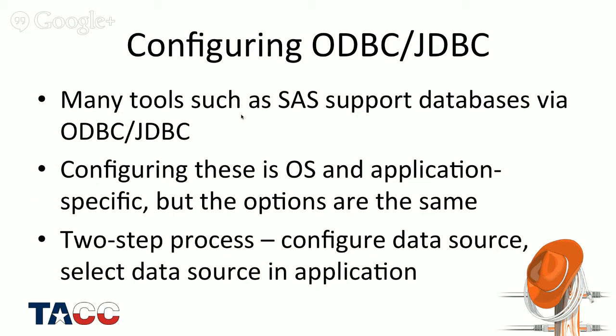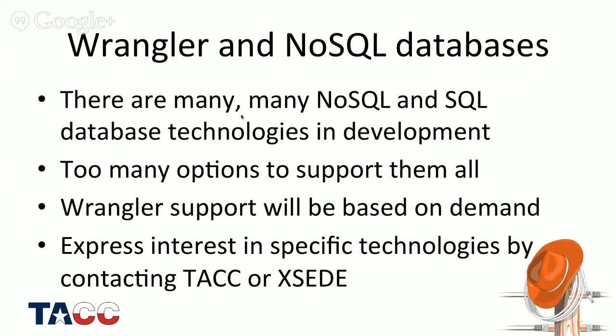It'll send you an email and it'll have all that information in it in case you've forgotten. And so basically all of these are going to be for ODBC and JDBC. It's a two-step process. You configure a data source in your ODBC configuration tool, which is at the OS level, and then you basically select the data source in the application. And typically the application is going to have an ODBC connector wizard or tool like that that allows you to basically show and select the data sources.